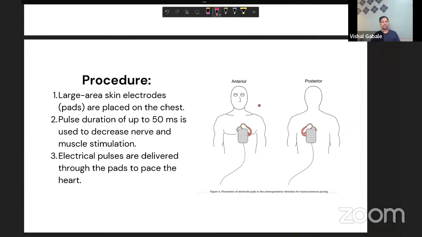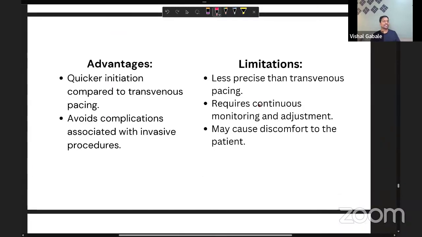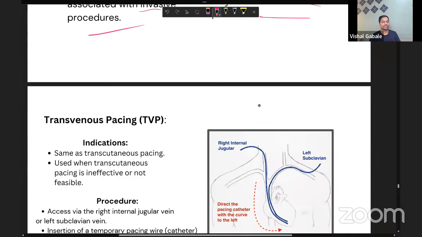All right. So how is the procedure? Basically, we have to shave the whole region and make sure there is no wet skin and no hairs. If there is wet skin or hairs, there will be no passage of the current, right? Basically, we are giving a current. One electrode placed anteriorly, one electrode placed posteriorly, and you are giving current. Okay. So advantages, it is quicker initiation. So we're talking about transcutaneous pacing. It is quicker, it avoids the complications of invasive procedures, whereas it is less precise, it requires continuous monitoring, and it may cause chest discomfort as well because it is externally placed on the chest.